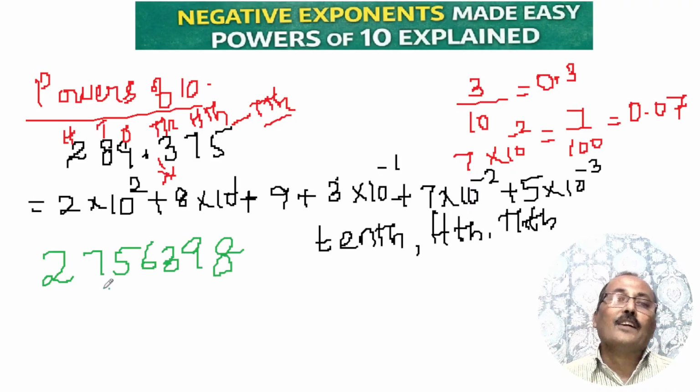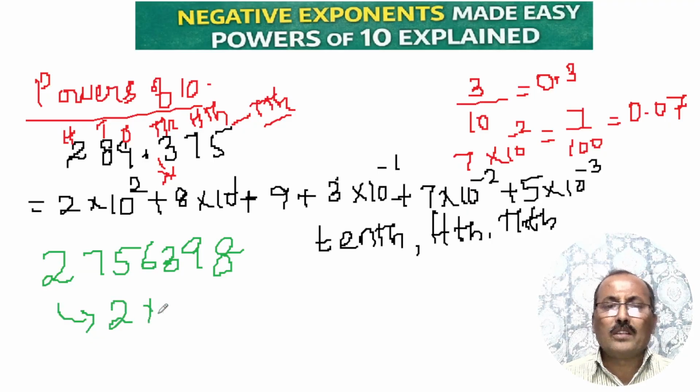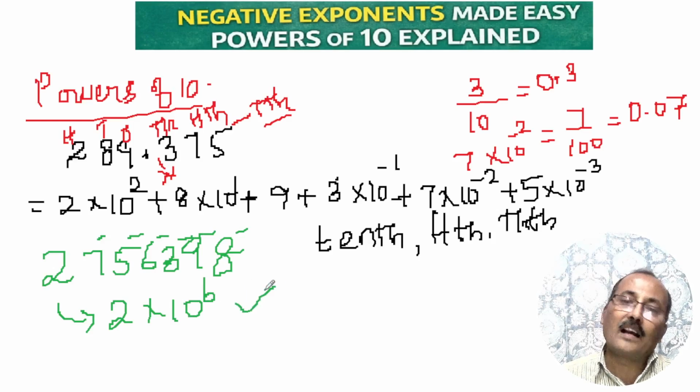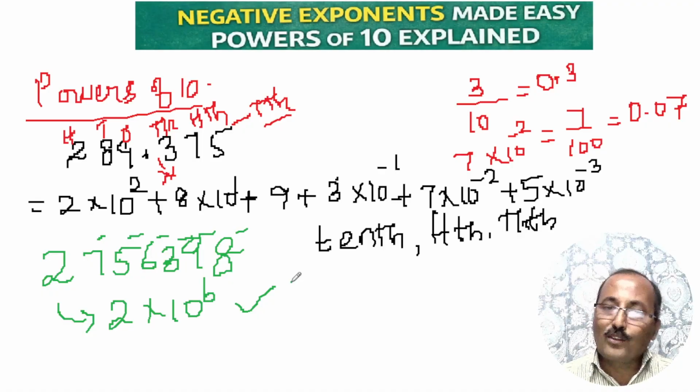2756398. It is given, means what we will do? Can you guess the answer? What it will be? Nothing. 2 into 10 to the power of 6, that is 6 zeros. That's all. 2 into 10 power 6 plus 7 into 10 power 5. Like that you can go on writing. Are you able to understand, children? Shall we go to next topic?